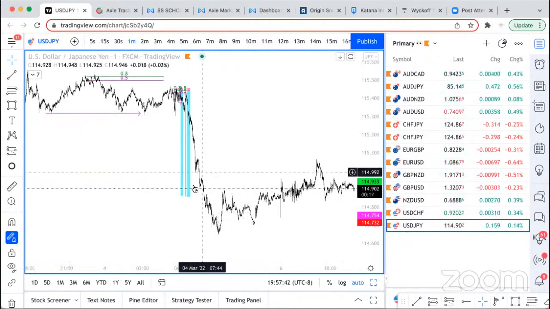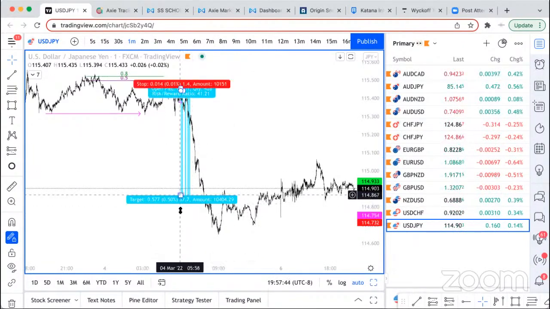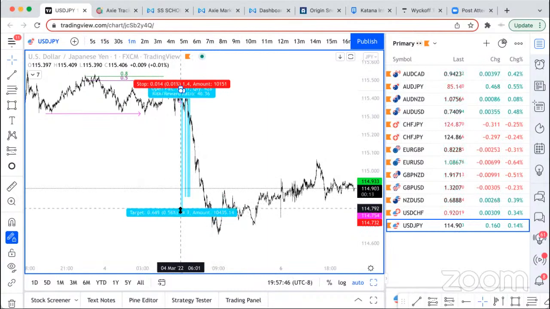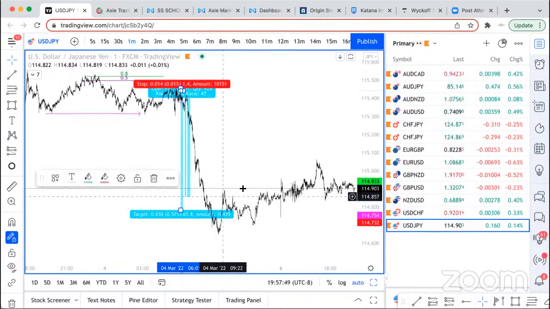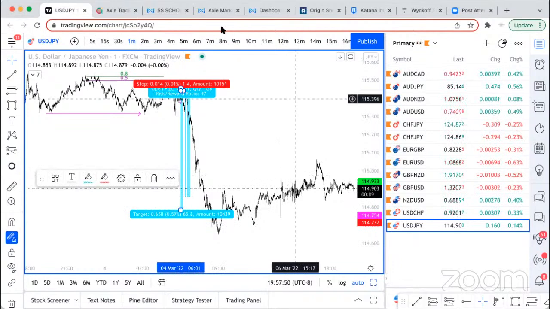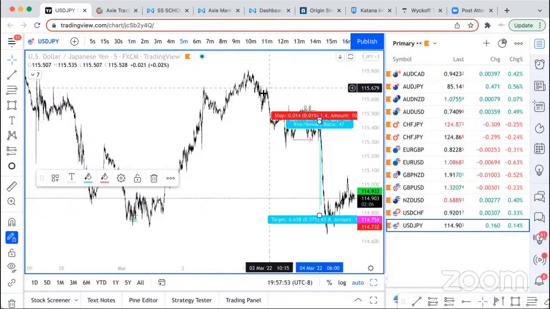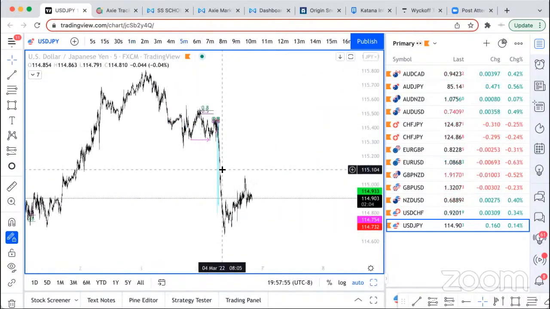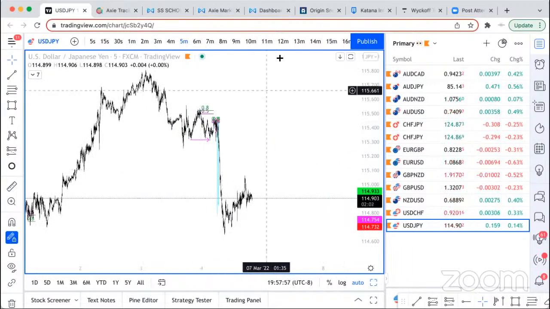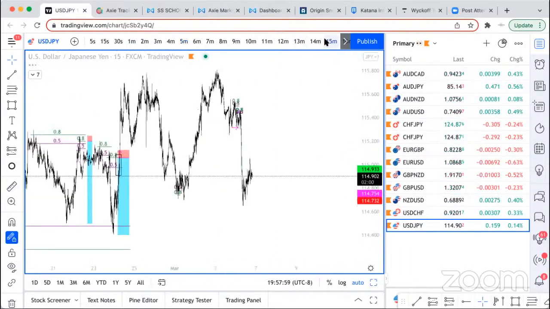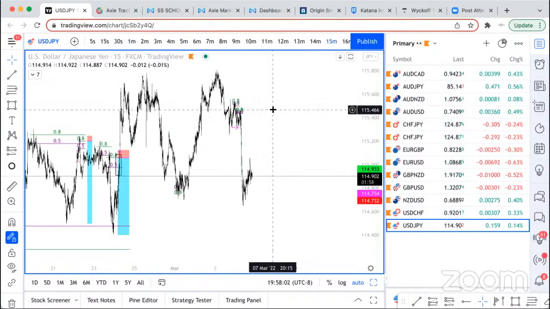They obviously ran a nice little bit. I ended up taking my last partials somewhere around this price action down here. And yeah, that was pretty much my week with USDJPY. And that was that test. Do you have any questions?